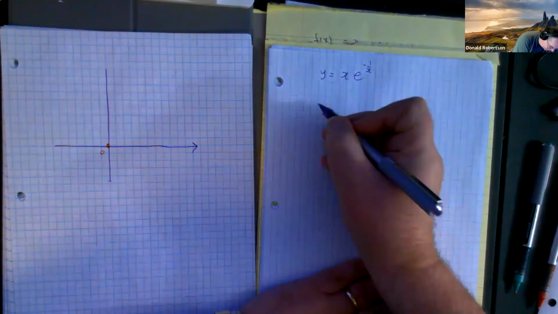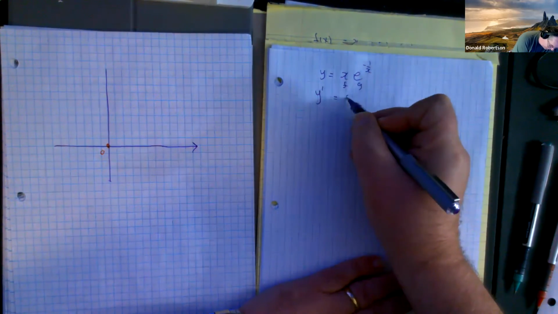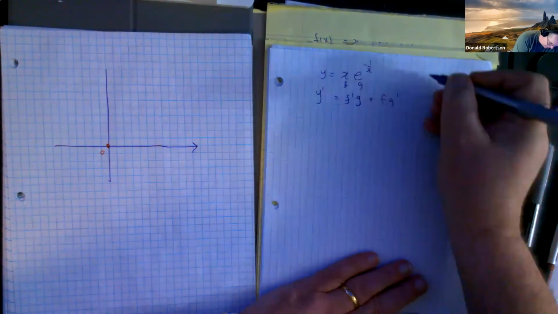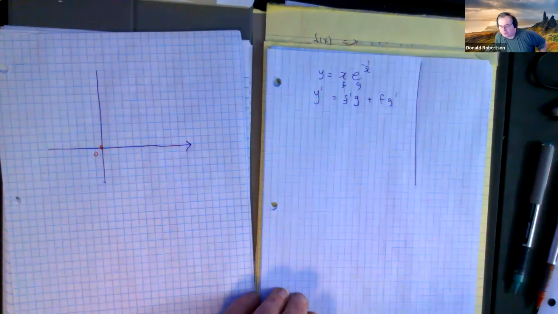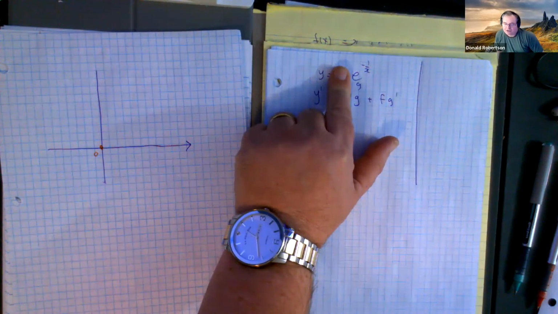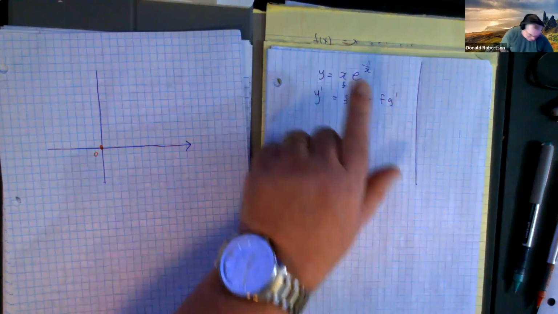I now need to differentiate it. This is a product rule. f dash g plus f g dashed. But it's not just any old product rule. It's a product rule where you have to differentiate e to the negative 1 over x. Would you agree that differentiating that guy is a chain rule? Right? Differentiating e to the negative 1 over x is really messy.